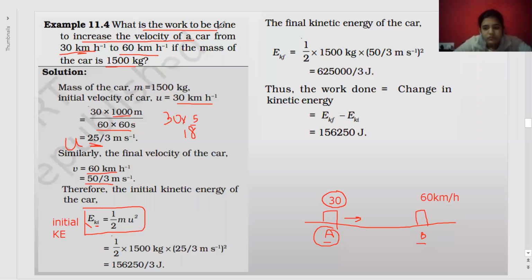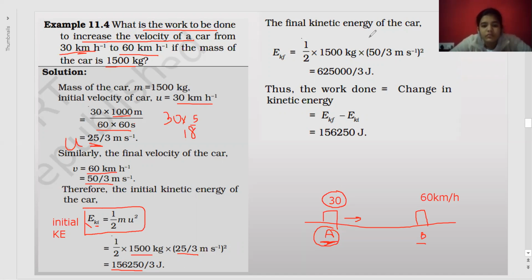Okay. So by just putting the values, half mv square. So half, this is m, 15,000, and u square, that is 25 by 3, and square of it means you will be writing it 2 times, 25 by 3 into 25 by 3. You can do the calculation later. Here you will get this answer. So this is the initial kinetic energy which the body was having at position A.